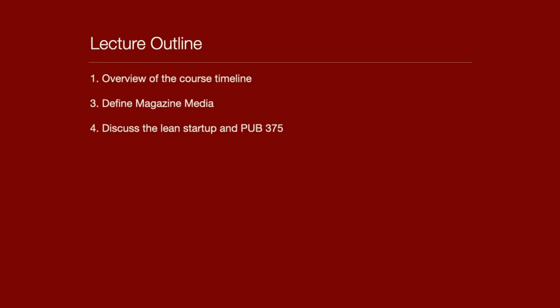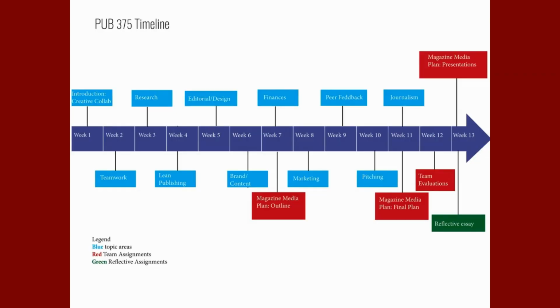For our lecture, I'm going to talk about the course timeline. I'm going to define what magazine media is. So this is our timeline. You can see we go through from week 1 all the way to week 13. And we move from introductions, talking about creative collaboration, teamwork, research, editorial design, brand, finances, marketing, pitching, journalism. So we cover a lot of ground in this course.